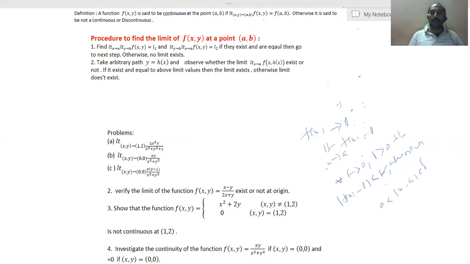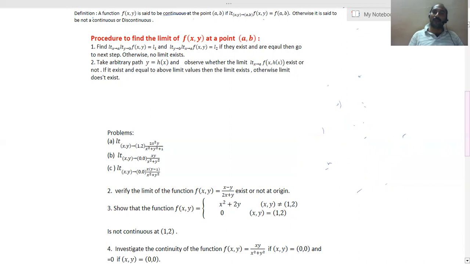This is the definition. In the case of two variables, you just replace f of x with f of x comma y, and x is replaced with the ordered pair x comma y, and a is replaced with a comma b. That's all. In the same manner, just replace f of x with f of x comma y. You see the definition for the limit of a function in two variables is similar to that of single variable. The limit tends not to x but to an ordered pair, because it is a two variable function.